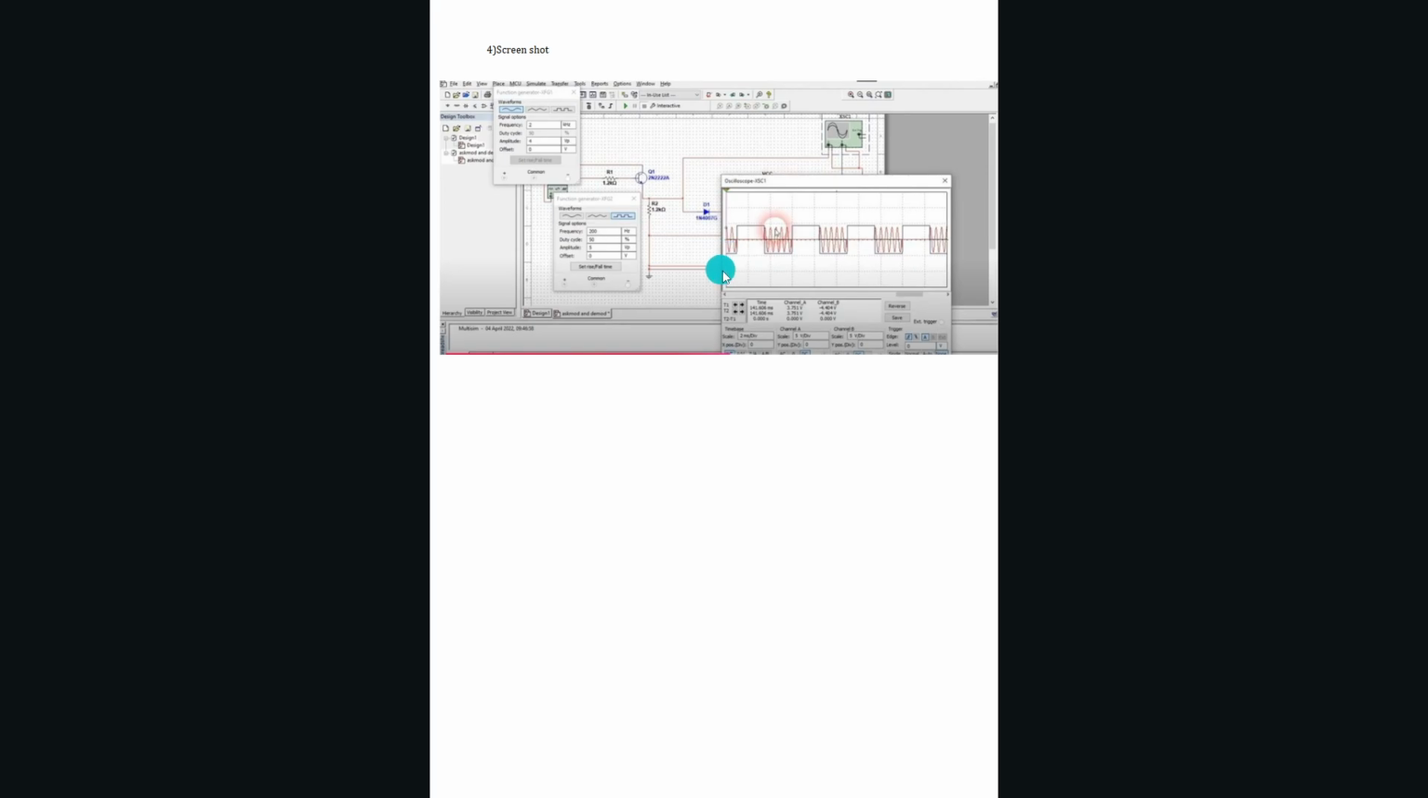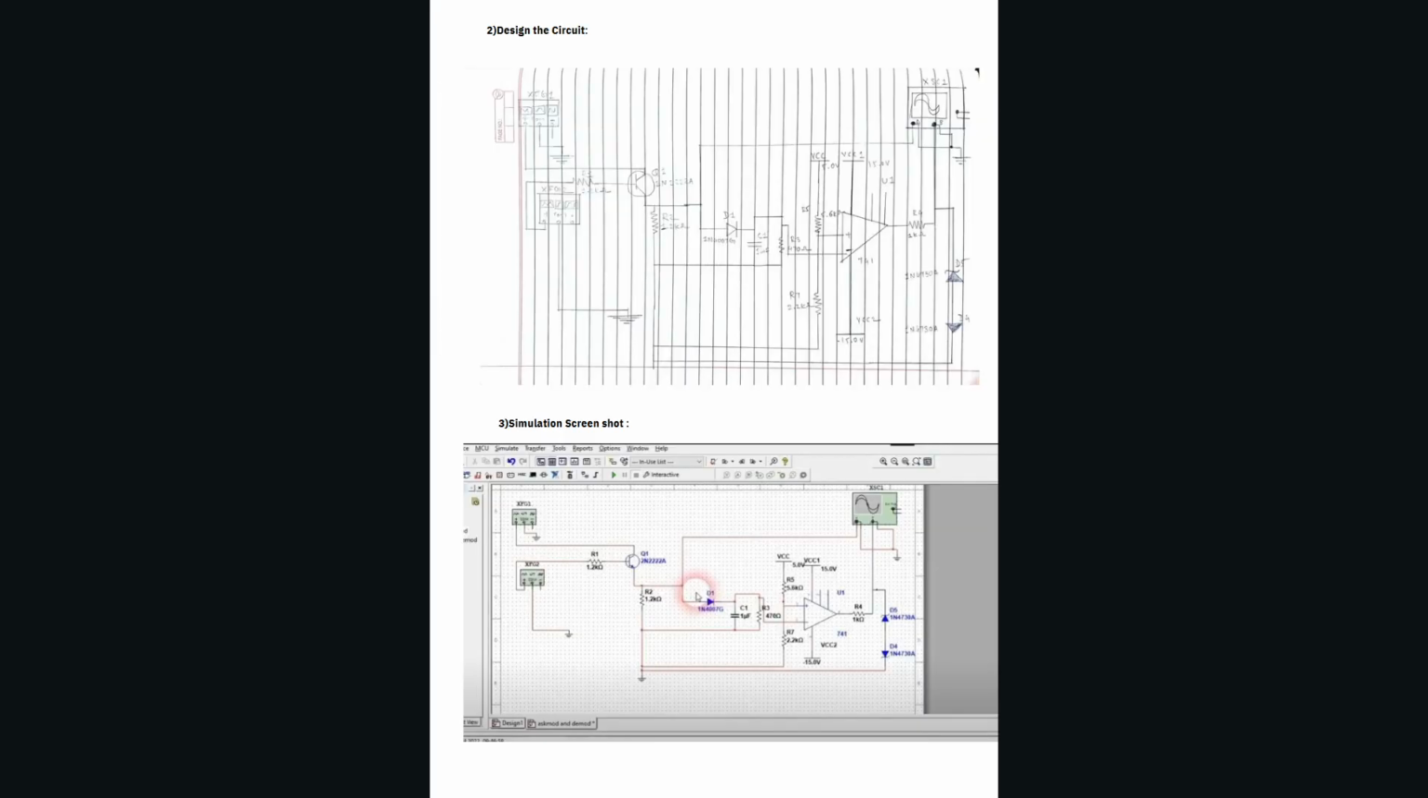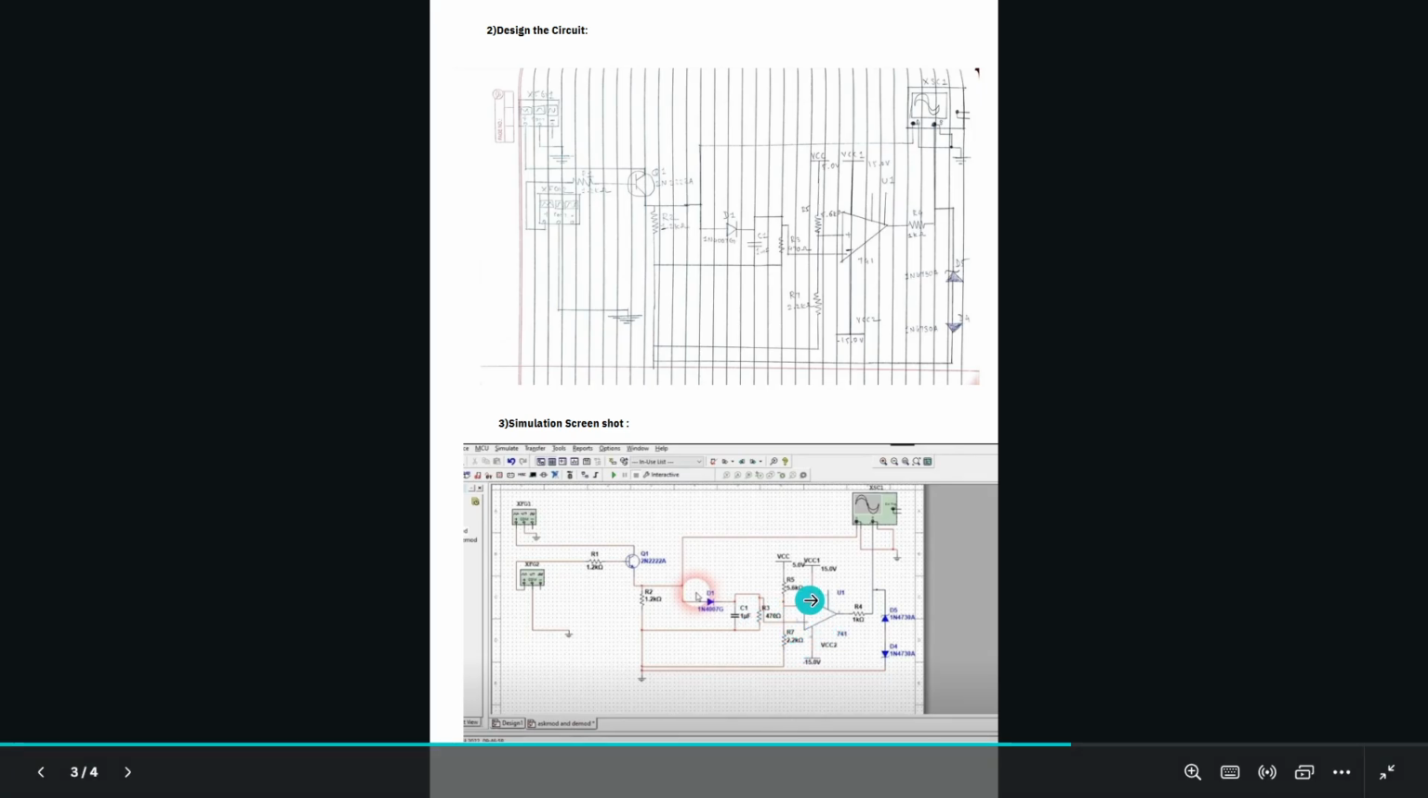You can see that when the input is 1, we get no output, and when the input is 0, we get output, but in actual it must be inverse. This is because we have connected the wire to the inverting terminal of the op-amp.